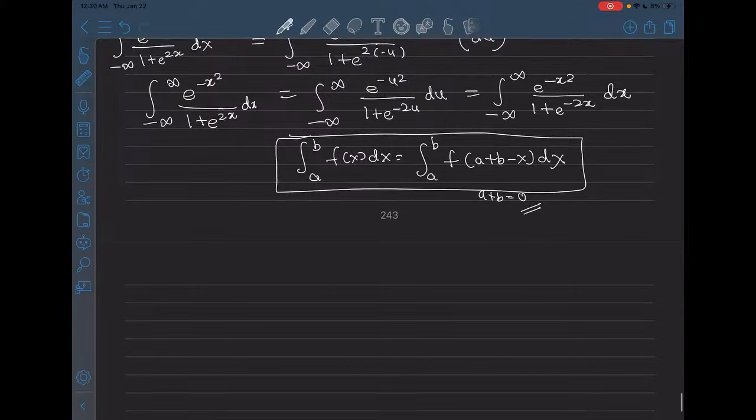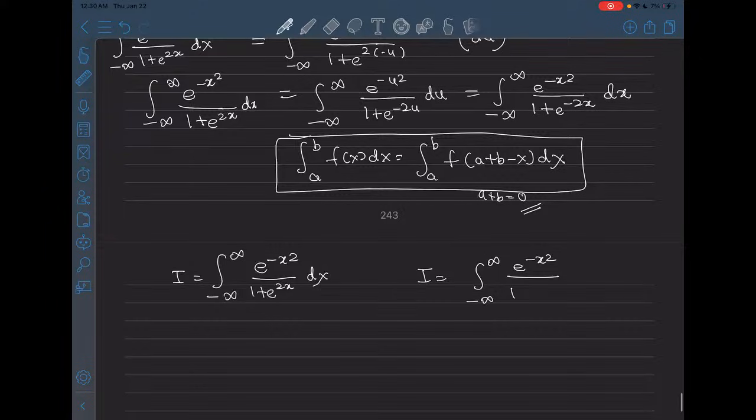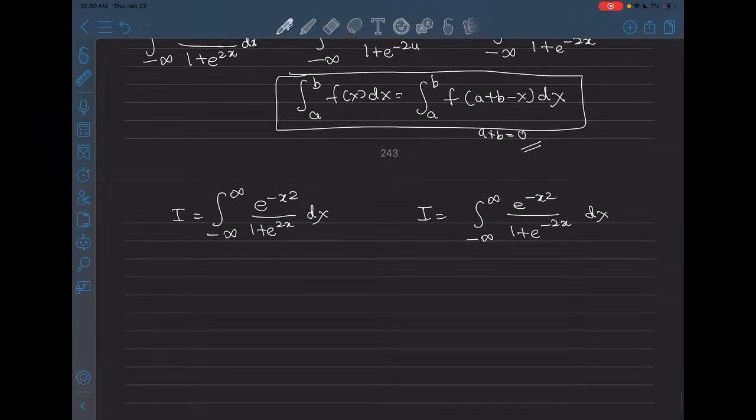Okay, so now we know that the integral from minus infinity to infinity of e to the power minus x squared over 1 plus e to the power 2x dx, this is what we want, and this is also equal to the integral from minus infinity to infinity of e to the power minus x squared over 1 plus e to the power minus 2x dx, right? Now you can multiply both numerator and denominator by e to the power 2x, and that makes it e to the power 2x plus 1 in the denominator.